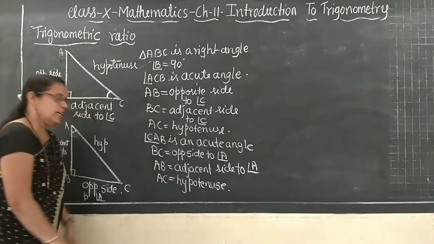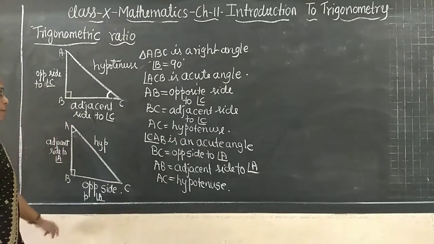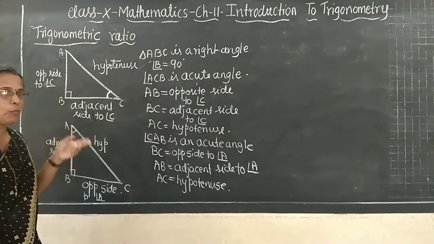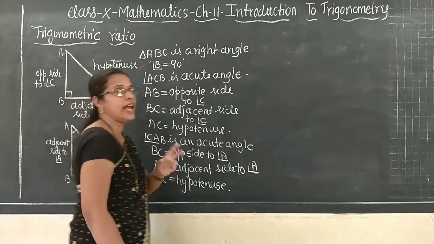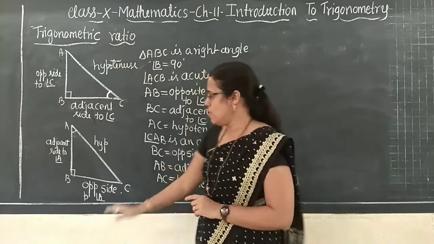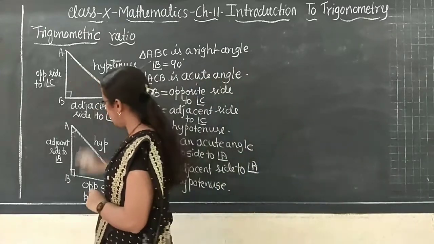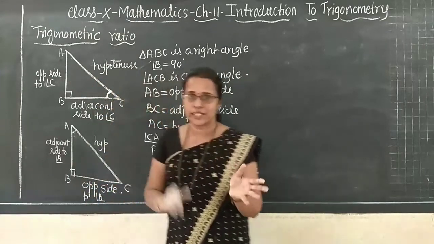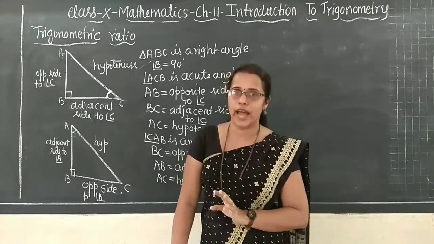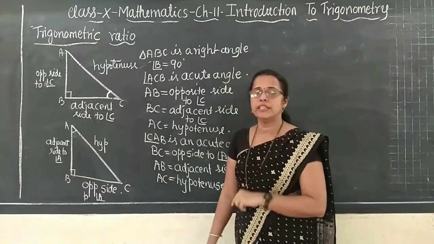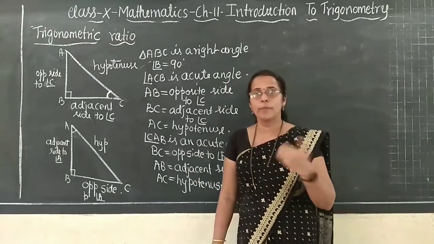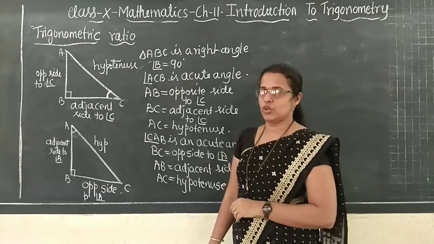Okay, children. So like this, the cases will be. You have to understand properly which side is opposite, another is adjacent, and the third one is hypotenuse. If you place in different places, different angles taken means different side will come. So you have to understand and do that. Now after learning this, we have to know about the trigonometric ratios.